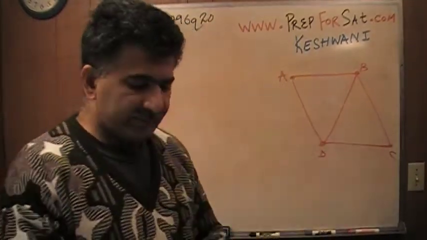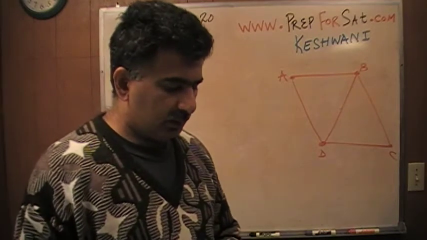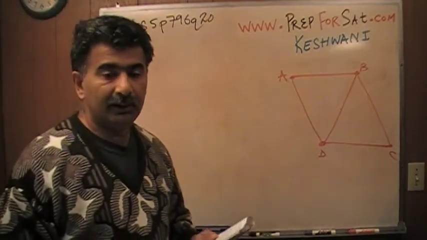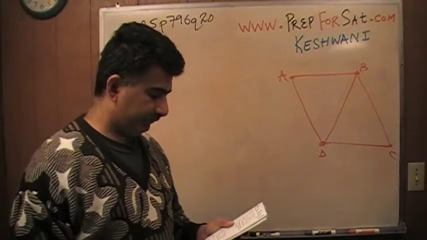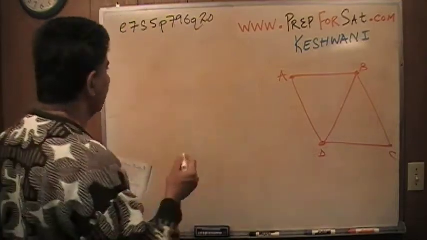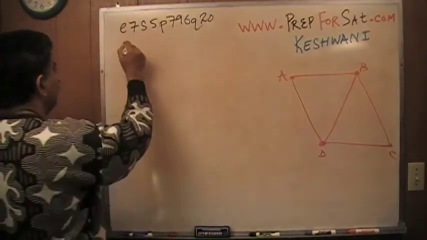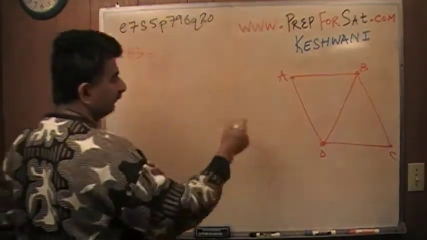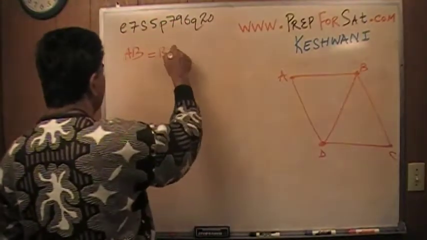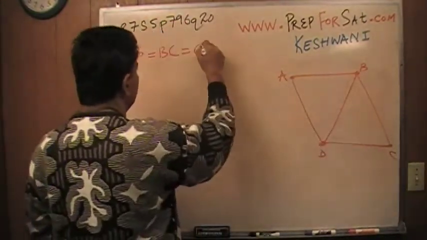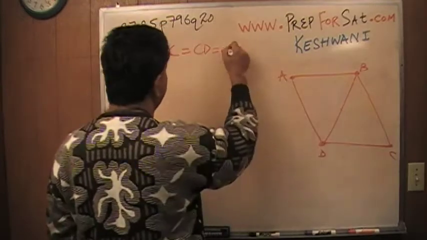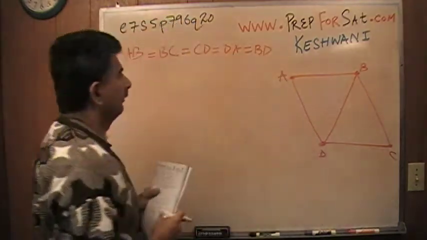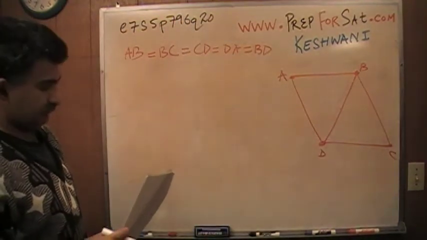It says if the 5 line segments in the picture above are all congruent. Congruent, if you don't know, look it up in the dictionary, learn it properly. It just means they are the same, they are equal. Well, I'm going to make a note of it then. The 5 segments that they're talking about are AB equals BC, which equals CD, which equals DA, which also equals BD. These 5 segments are equal.